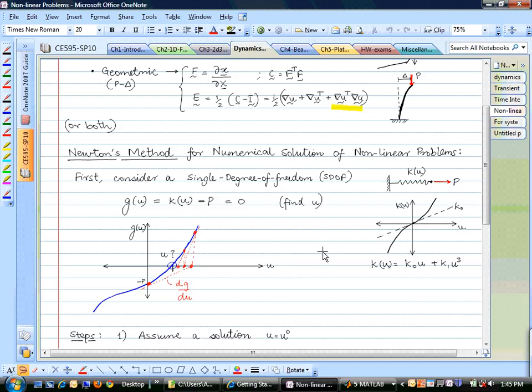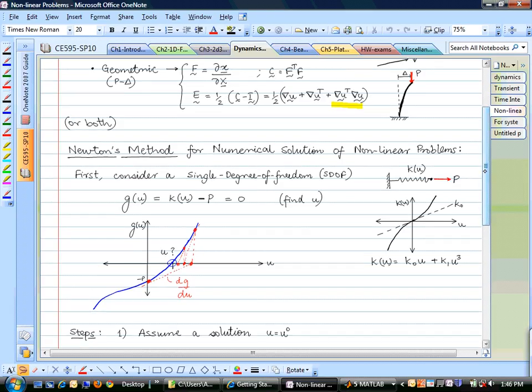Now, if you write out the equation of equilibrium, you'll see that internal force minus external force must be 0 to find out what is the value of U for a given load P. And the way we solve this equation, what is the first step for solving a nonlinear equation? You assume a solution, and once you assume the solution, you also try to calculate what is the derivative at this point.